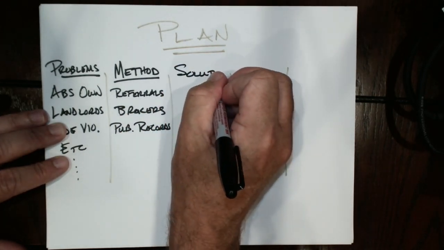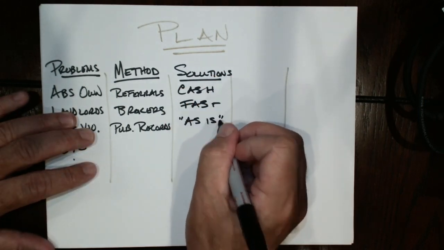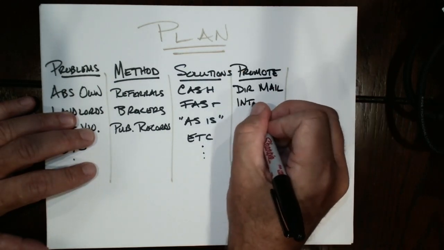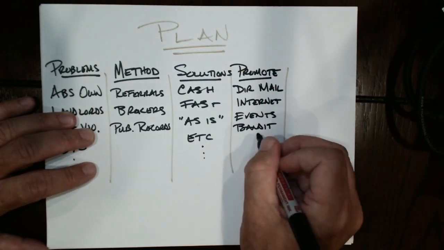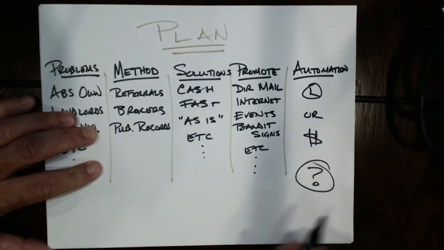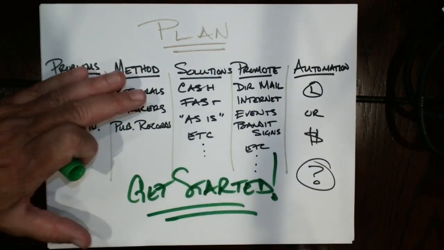Number 3, list the solutions that you're going to provide. Do you buy for cash, fast, as is? I gave you a bunch of those too. And number 4, write down what method you're going to use to promote your solutions. And then 5, choose your form of automation. Will you pay for it with your time and discipline or your wallet? And once you've got your plan written down, now implement.